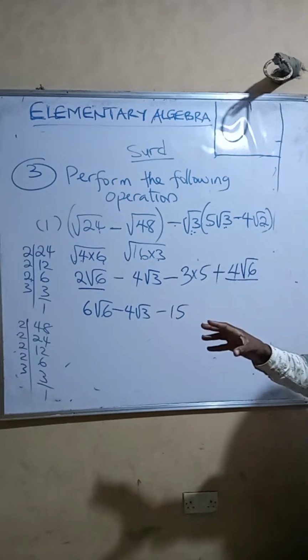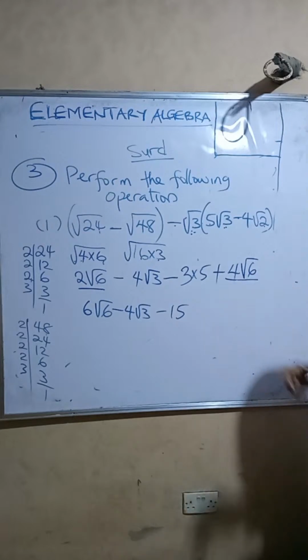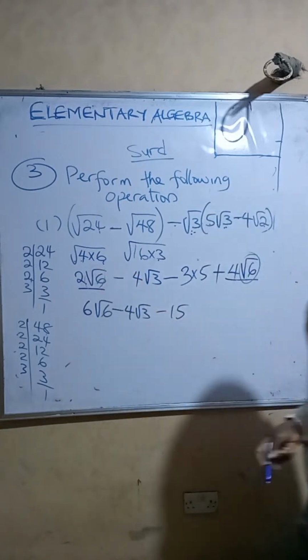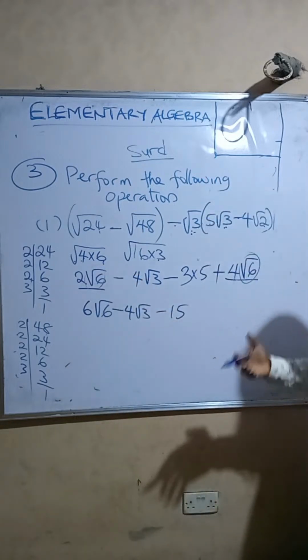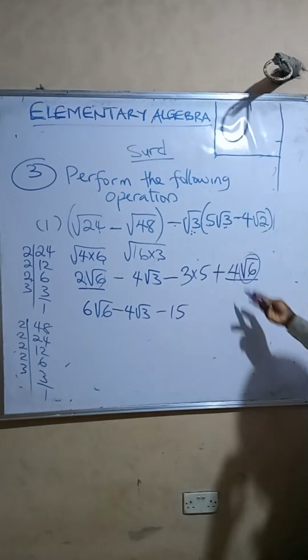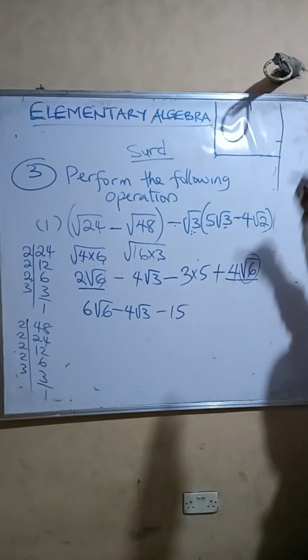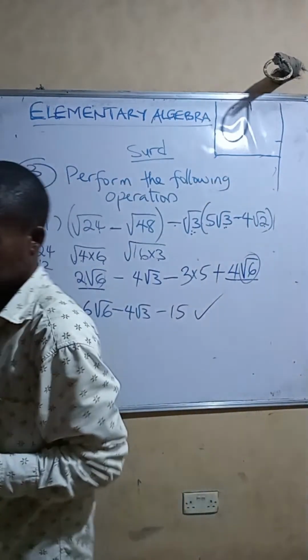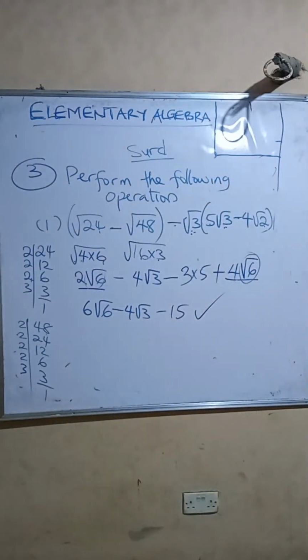Before you can add or subtract any roots, you must have the same thing. This is root 6. This is root 6. It is addable. You can add it together. So 2 plus 4, that's 6. So that's that on that question. That's that on that segment.